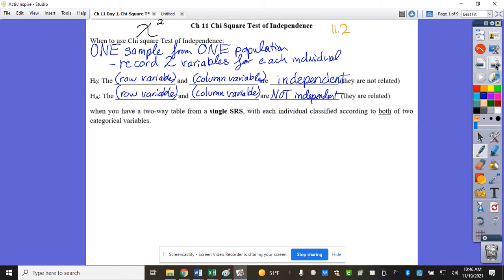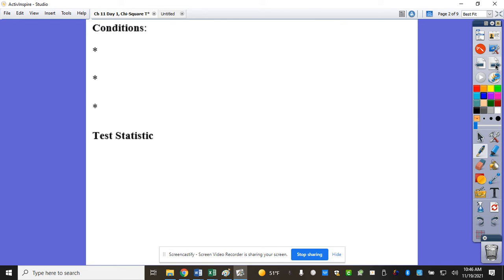Conditions. We always have 3 conditions. What's the first condition? This is still random. When we do random, we check for what? Random selection, random assignment. I'm not going to write that right there for a specific reason. We know that it's both of those. What's our second one we usually do? Normal. Skip that right now. What's our last one?